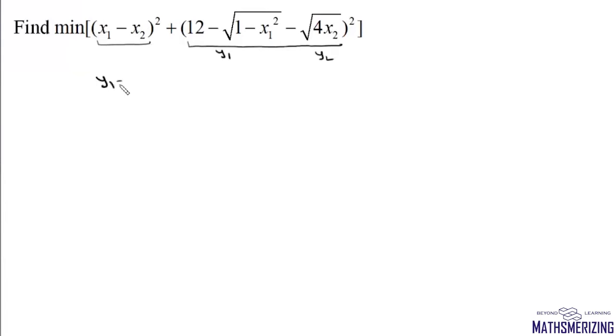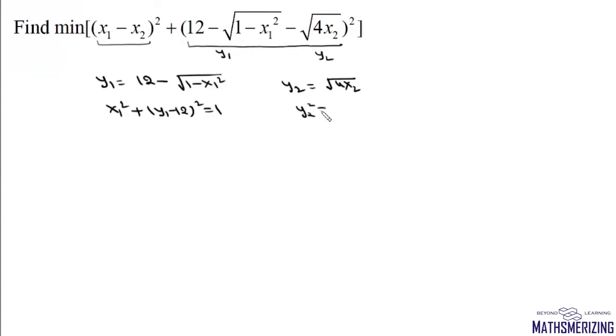We can write y1 as 12 minus under root of 1 minus x1 square, and we can write y2 as under root of 4x2. So if we'll square it, we can write this as x1 square plus (y1 minus 12) whole square is equal to 1. And here it will be y2 square equals 4x2. Now this first point lies on this circle which is x square plus (y minus 12) square equals 1. And second one lies on this parabola which is y square equals 4x.